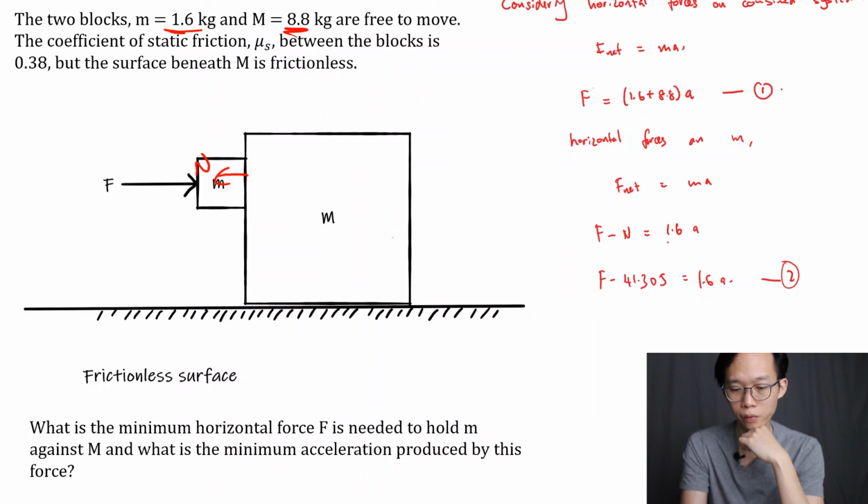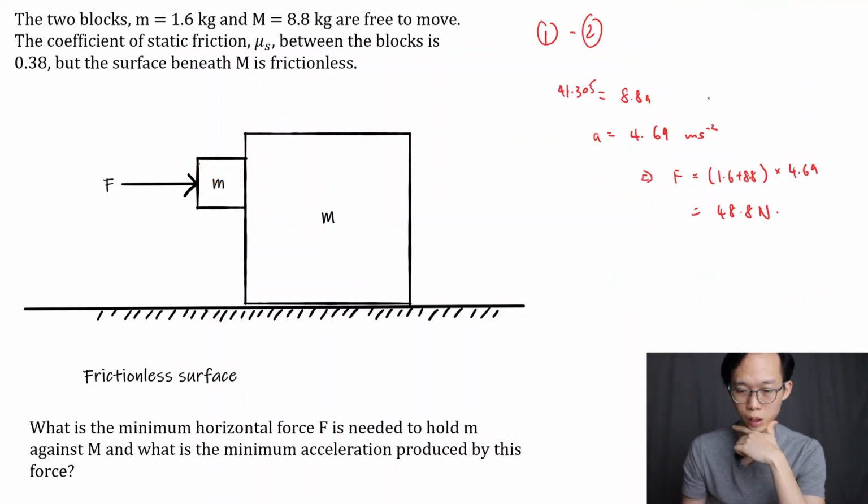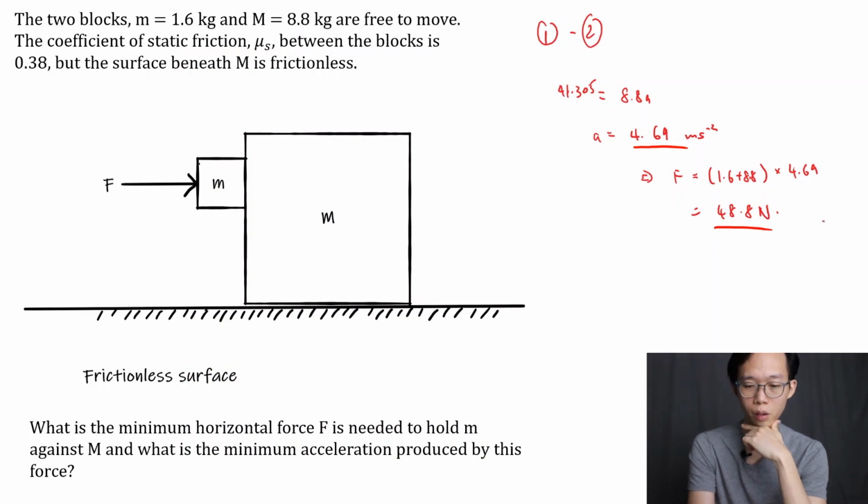So we sub in the value of m, the mass of the small box, which is 1.6, and we get an equation that looks like this. We found out N was this value in the previous step. So now we have two equations and two unknowns. We can just solve it simultaneously, which will give us the result. Acceleration equals 4.69 and the force F required is 48.8.